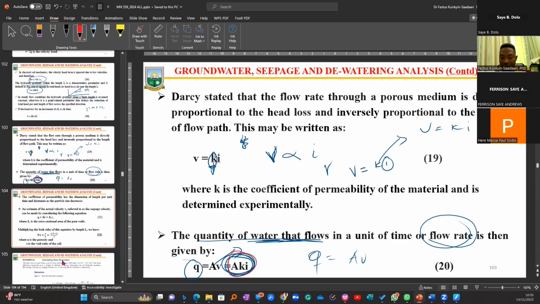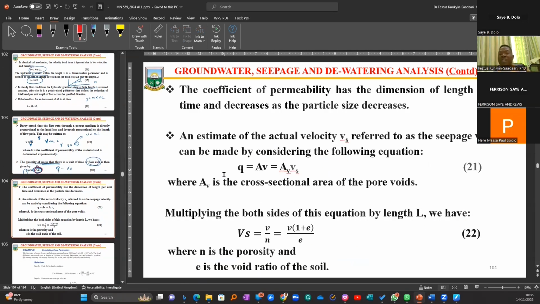So then let's move on. So the coefficient of permeability, which I said is the K we have computed earlier, is also termed as the hydraulic conductivity of a material. So knowing this has the dimension of length per unit time and decreases as the particle size decreases.